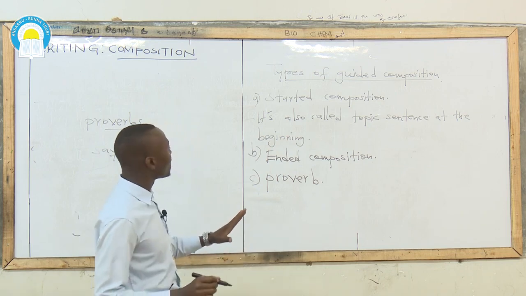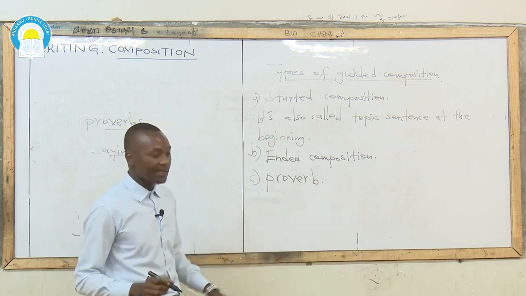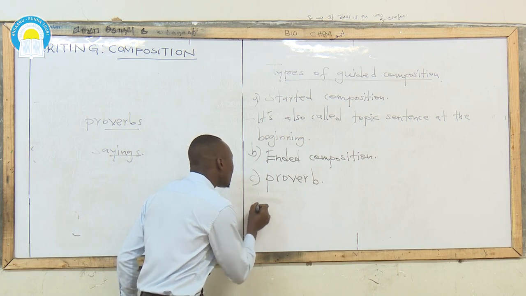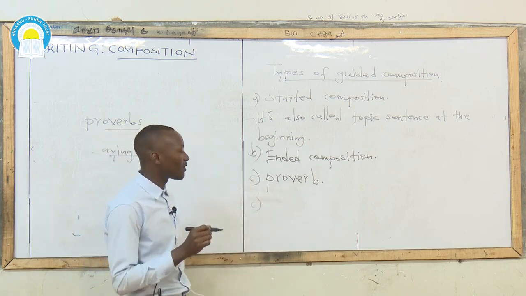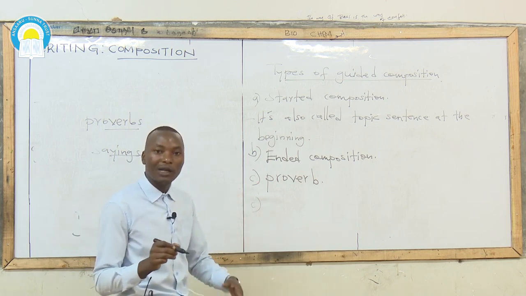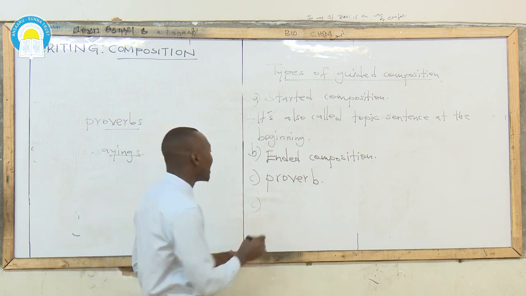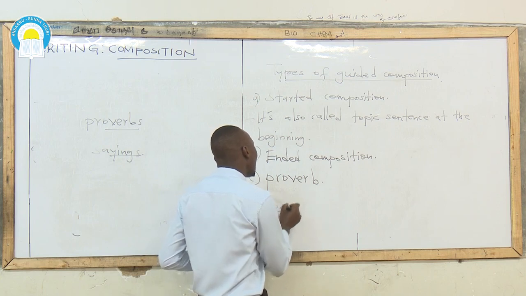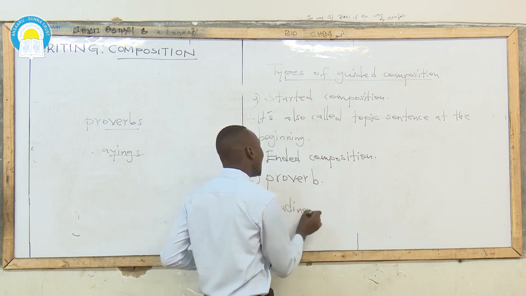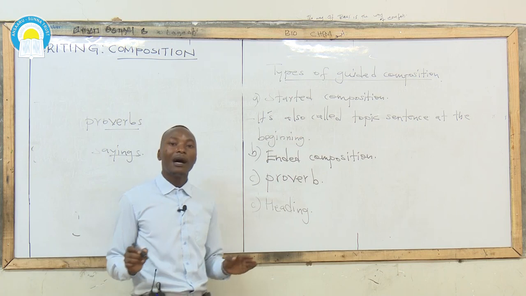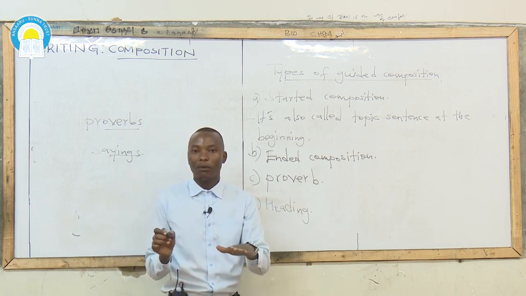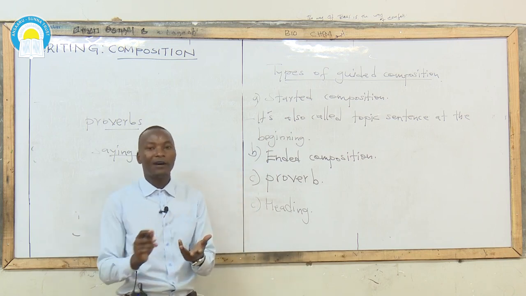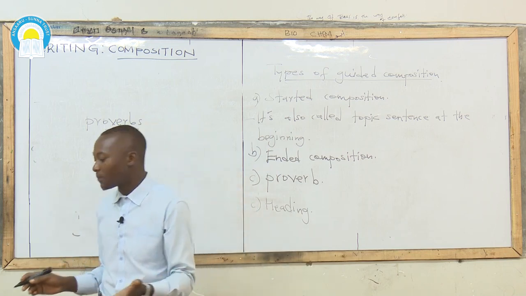So learners should not confuse between proverbs and sayings. Then finally, the last type of guided composition is a type where the heading has been provided for the learner. And this one is always in lower or middle primary school, middle upper primary school, that is class 4 and 5. The learner is given a heading to write about.